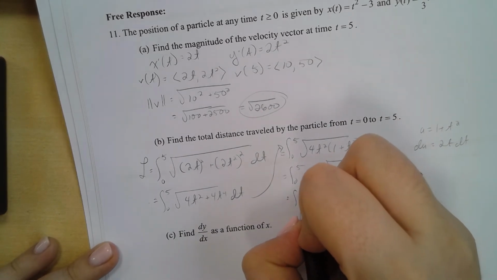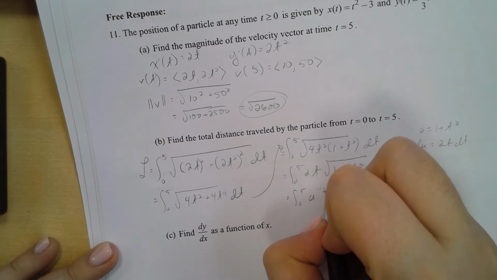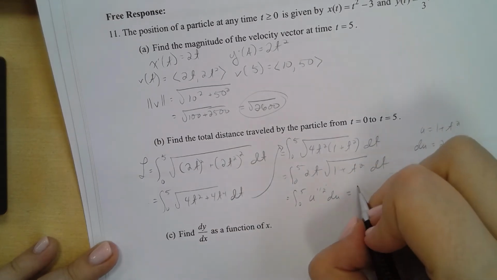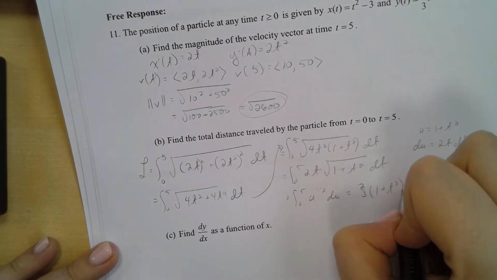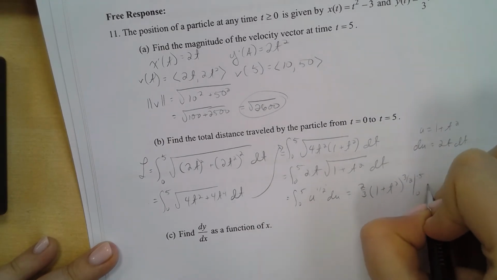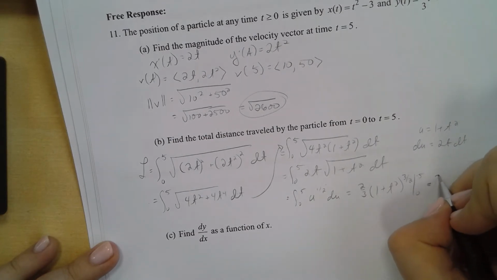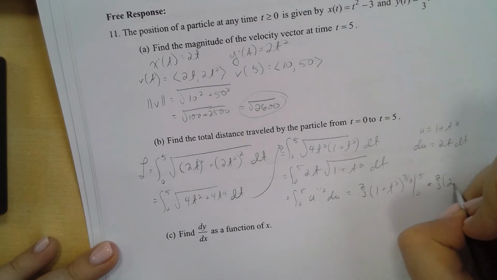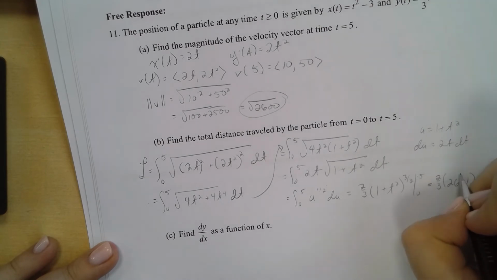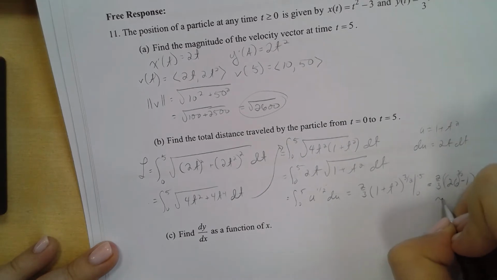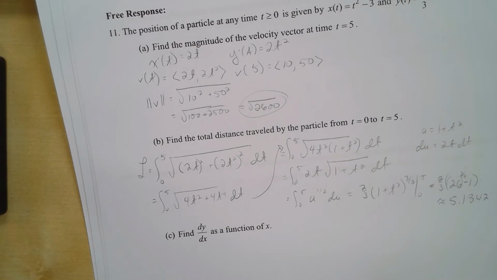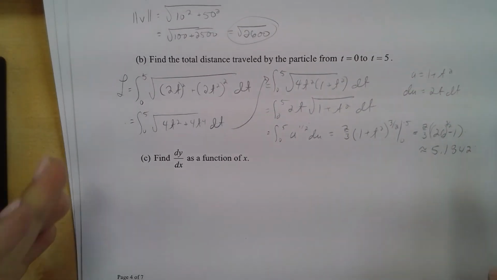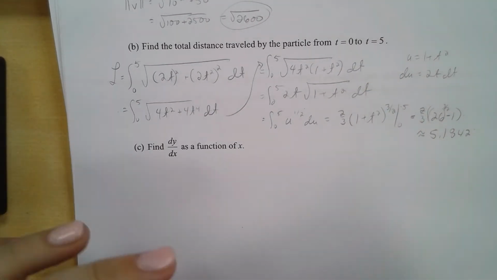the integral from 0 to 5 of u to the 1/2 du, which equals 2/3 times 1 plus t squared to the 3/2 from 0 to 5, which is 2/3 times 26 to the 3/2 minus 1 to the 3/2, which is about 5.1842. Okay. Now, finally, we need to find dy dx as a function of x.